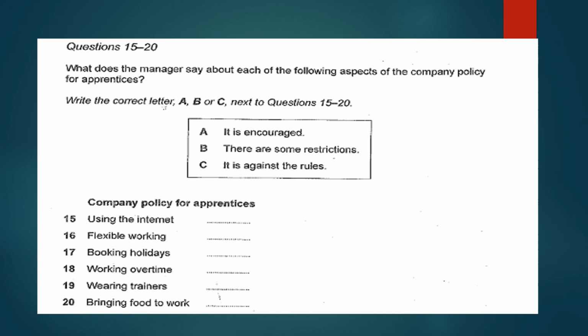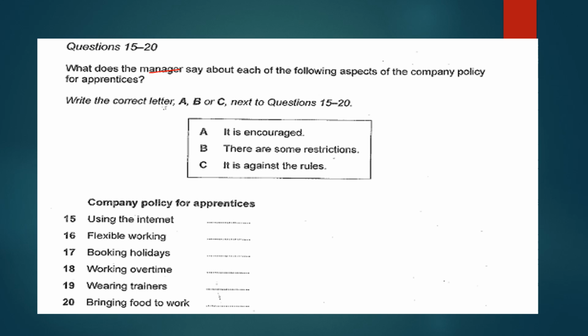Before the audio is played and you have some time, mark the keywords. What does the manager say about each of the following aspects of the company policies for the apprentices? So A is this: it is encouraged. There are some restrictions. It is against the rule. So you have to select these for this set of questions. It's not necessary that the speaker will say, yeah, the use of internet is against the rule.